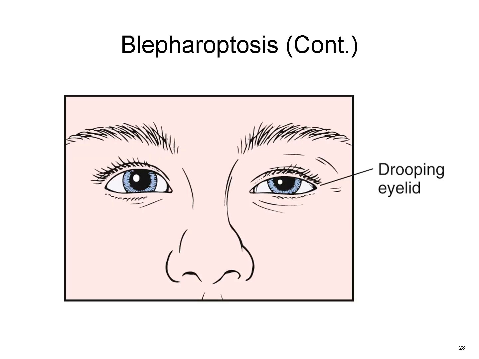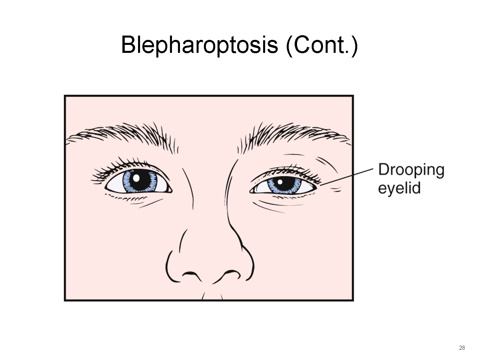Blepharoptosis, or ptosis, is the drooping of the upper eyelid, as shown in this diagram. It can be congenital or acquired due to nerve damage, muscle weakness, or age-related changes. In severe cases, it may partially or completely block the pupil, affecting vision.